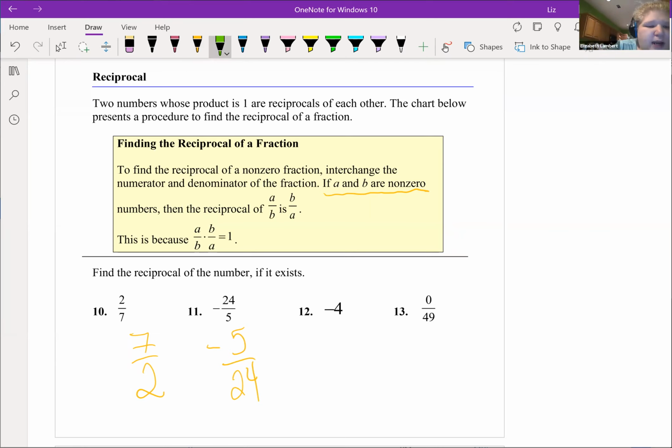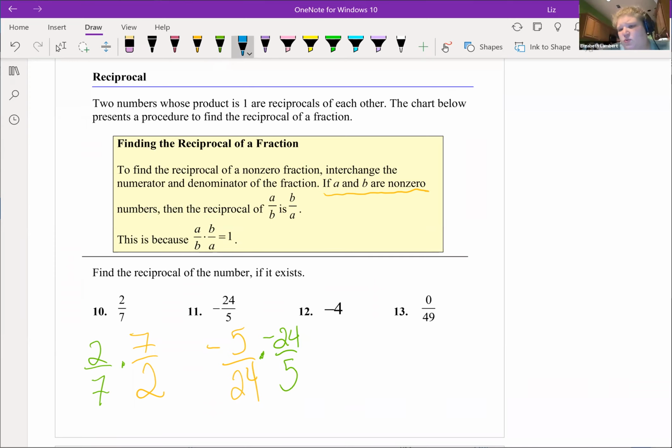So here, let me show you what happens when we multiply by the original. Now I have 2 times 7 over 7 times 2. So the tops are the same, the bottoms are the same, they're just backwards, but multiplication of numbers is the same forwards and backwards. So all the numbers would cancel out, and they cancel or divide out to 1. Same thing over here. If I multiplied by negative 24 over 5, the negative times negative is positive. 5 on top, 5 on the bottom, 24 on top, 24 on the bottom, positive 1.